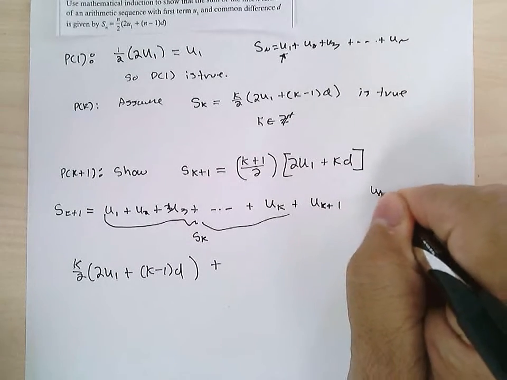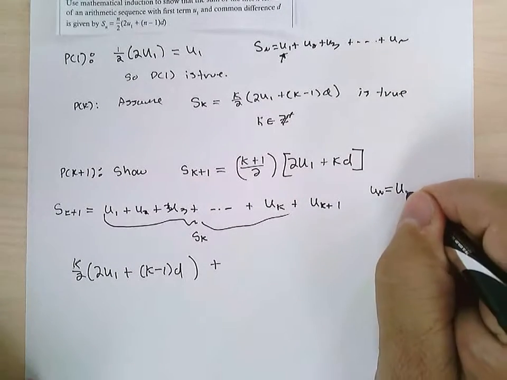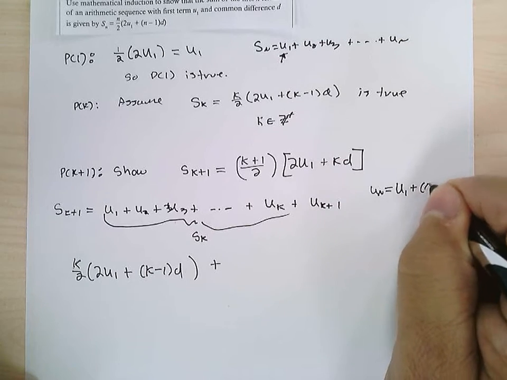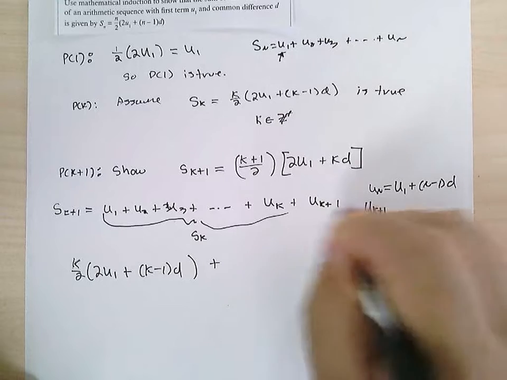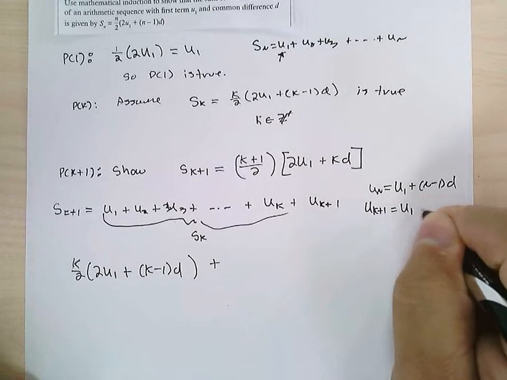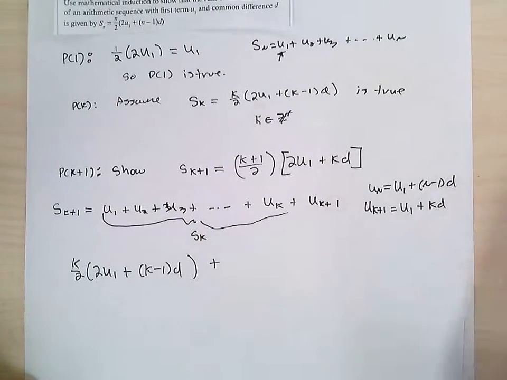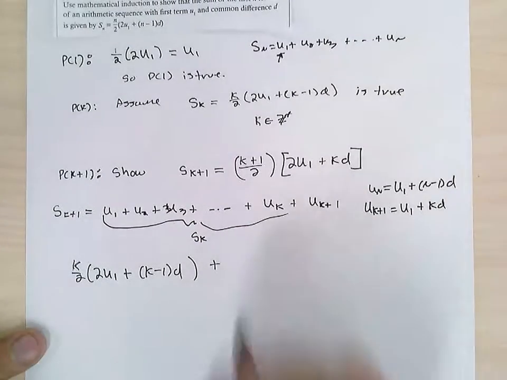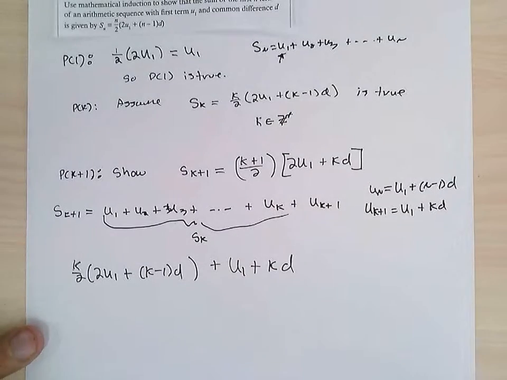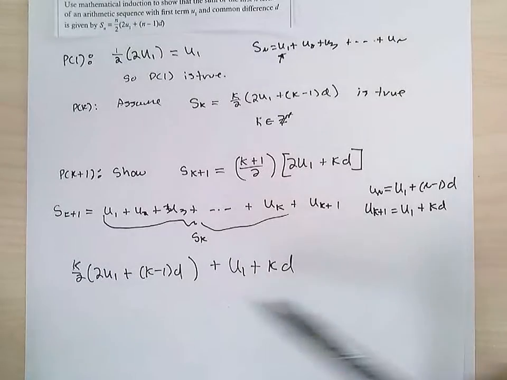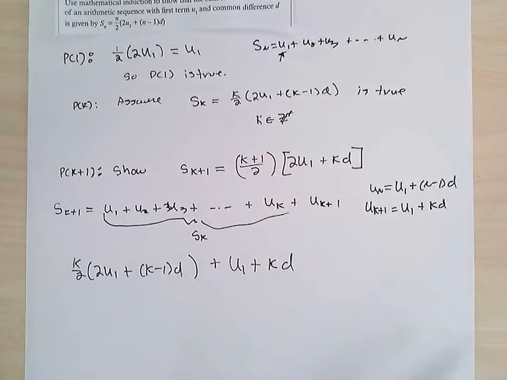Well, this is an arithmetic sequence, so that would be the first term plus (n − 1) times d. But if I do u of k+1 like I have here, it's going to be the first term plus k times d, because k+1 minus 1 is just k, times d. So that's what that equals to. So this is going to be equal to u₁ + kd. Good. Now I have it set up. I just need to do algebra and make it look like this. So moving on.